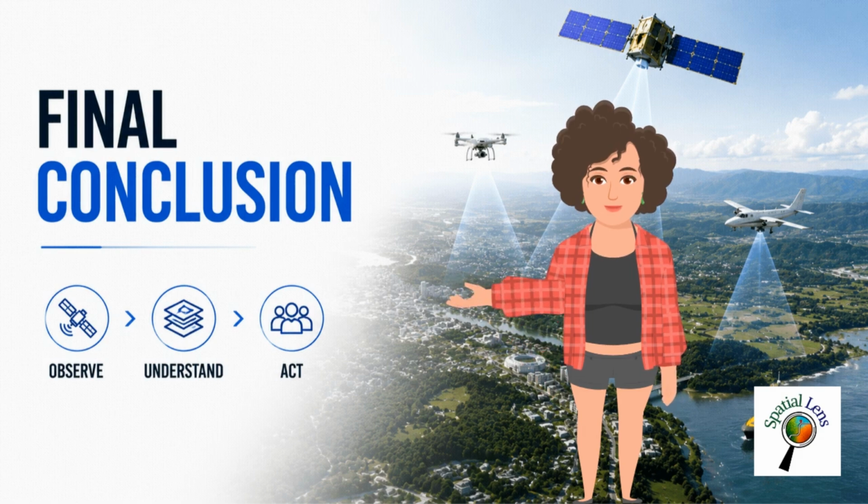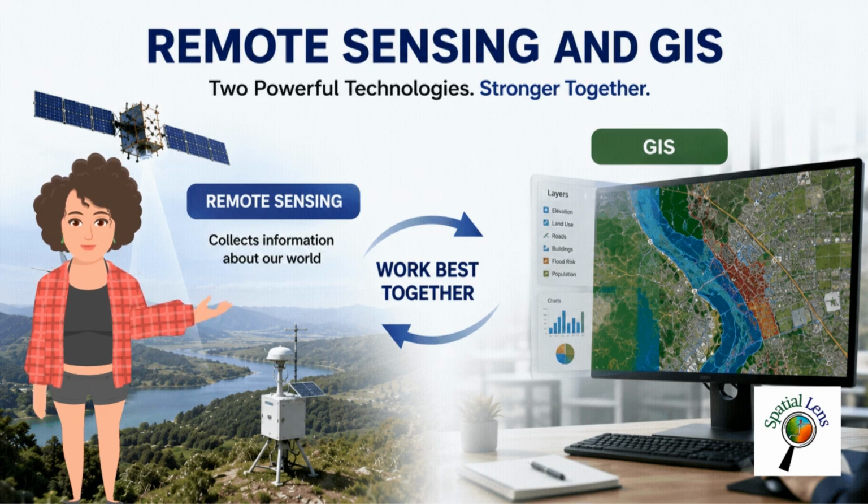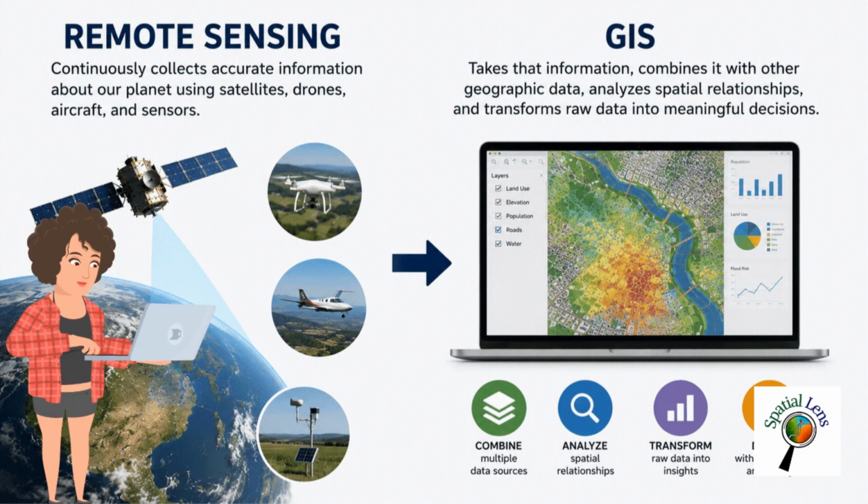Final conclusion. Remote sensing and GIS are two of the most powerful technologies in modern geospatial science, and they work best when used together. Remote sensing continuously collects accurate information about our planet using satellites, drones, aircraft, and sensors. GIS takes that information, combines it with other geographic data, analyzes spatial relationships, and transforms raw data into meaningful decisions.